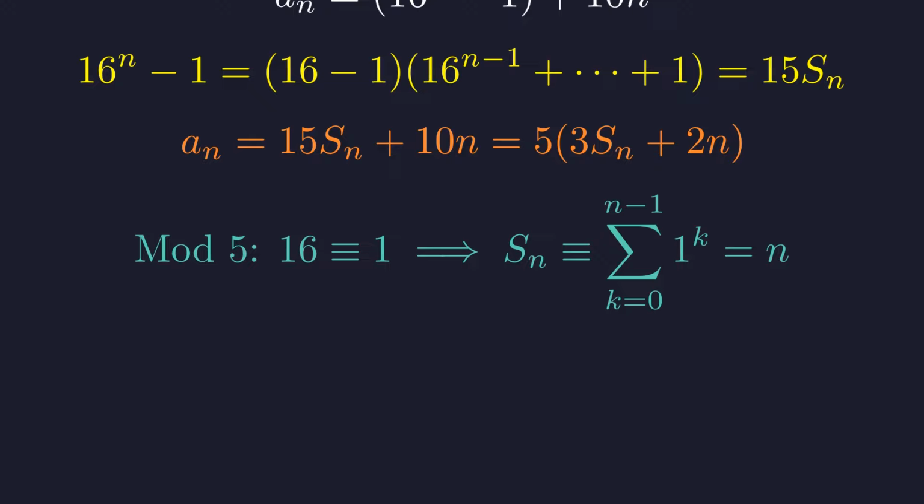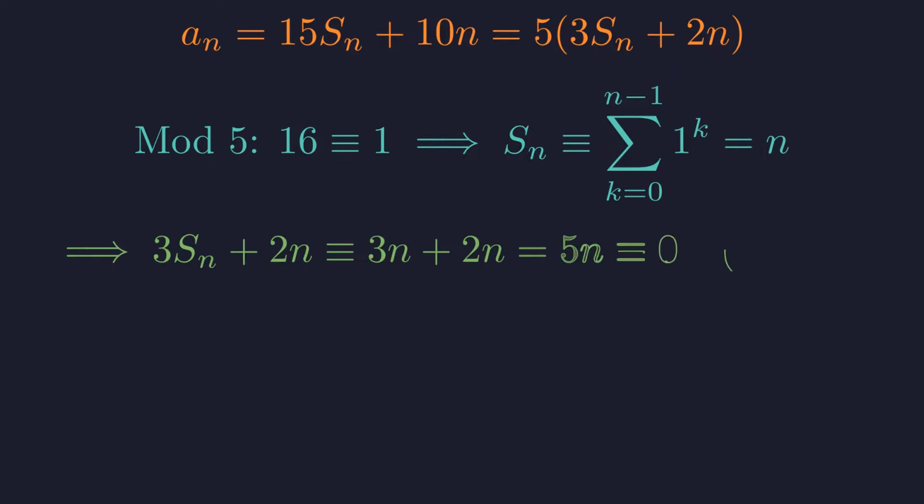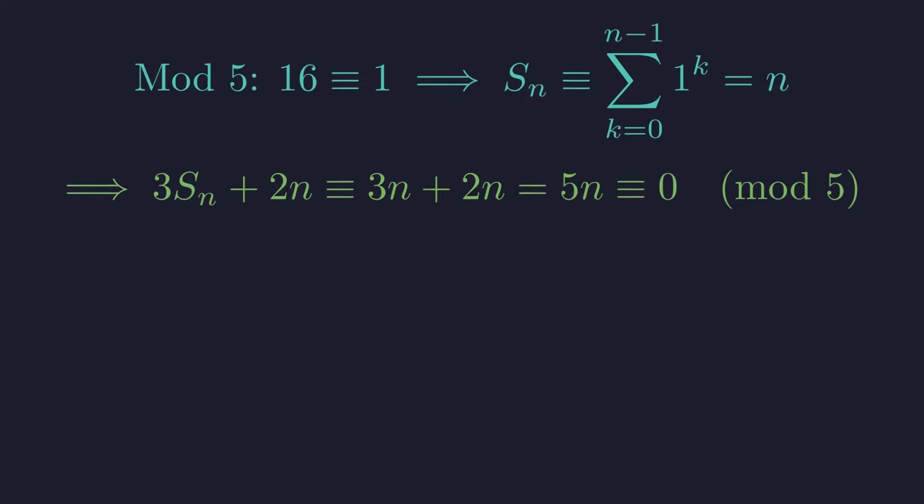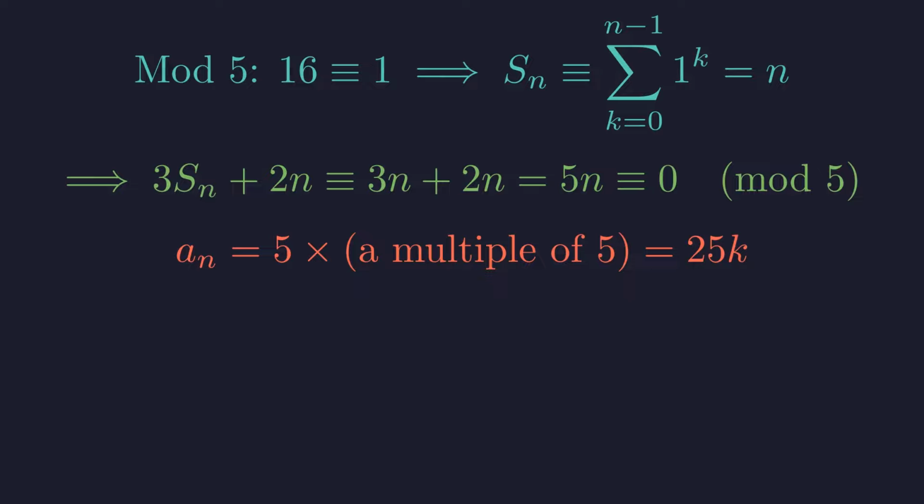Now let's analyze the terms modulo 5. Since 16 is congruent to 1, the sum s sub n is just the sum of n ones, which is congruent to n. Therefore, the expression in the parentheses, 3s sub n plus 2n, is congruent to 5n, which is 0 modulo 5. This means a sub n is 5 times a multiple of 5, confirming that every term is divisible by 25.